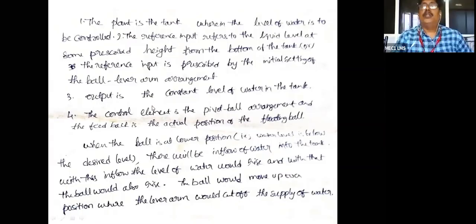And here, what is the control element? What I said, the pivot ball arrangement. Pivot ball arrangement here. And feedback: what is the feedback here? Feedback is the actual position of the floating ball. Here, this is the feedback. See here, feedback is the actual position of the floating ball, right?